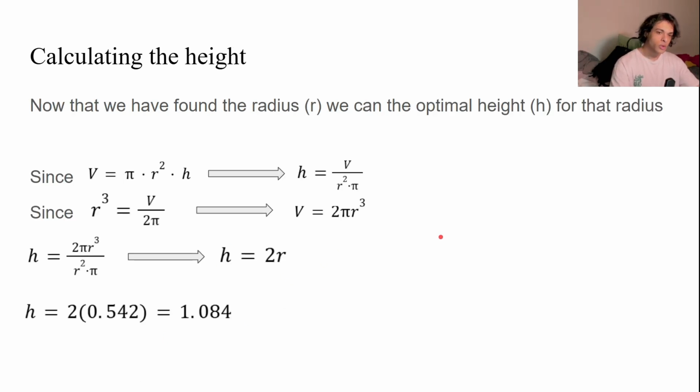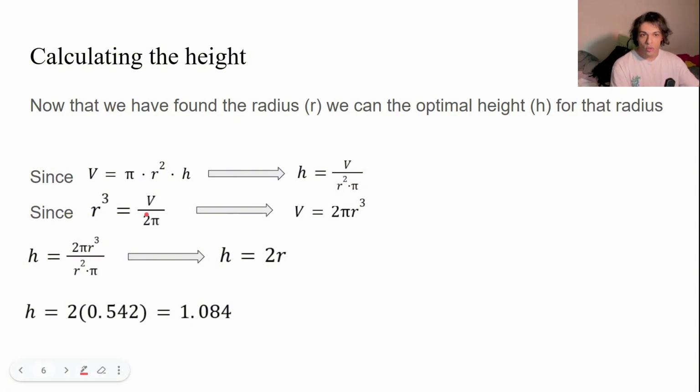Okay. So next, now we find the height. Since we have the radius, it's easier to find the height. Since volume is equal to pi r squared multiplied by the height, we know that the height is going to be equal to v over pi r squared, since we did that earlier.